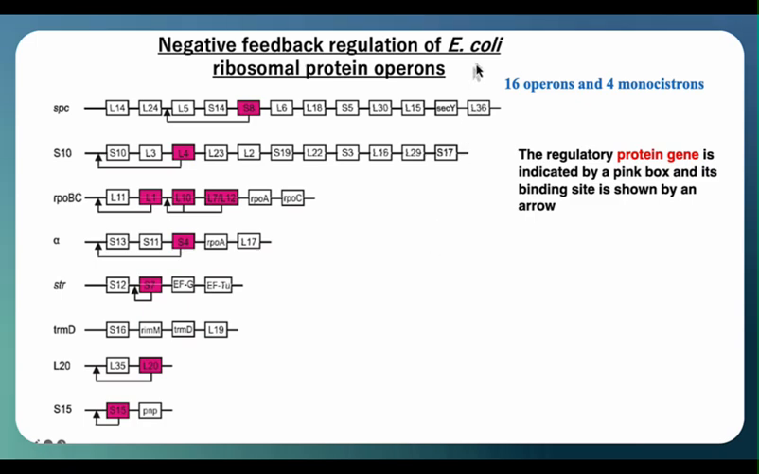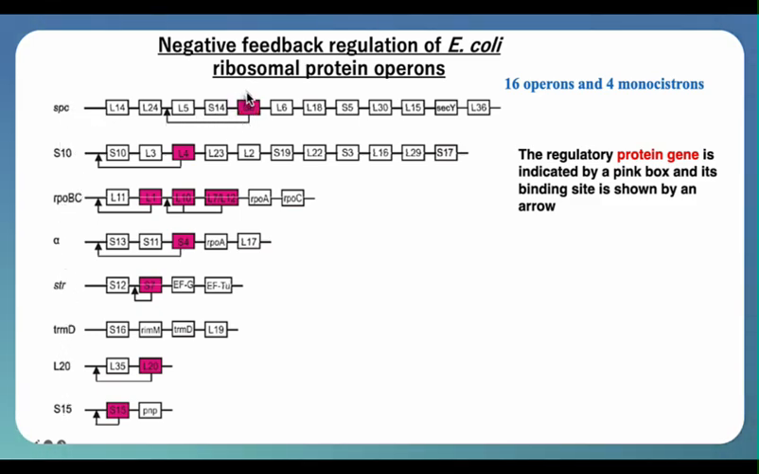Next, I will explain the operon that codes for ribosomal proteins in E. coli. Regarding the naming of ribosomal proteins, they are generally numbered in order of decreasing molecular weight, with the largest in the large subunit designated as L1, L2, L3, and so on, while in the small subunit, the largest is S1, the next is S2, and so forth. The ribosomal proteins are encoded by 16 operons and 4 monocistronic transcripts. Here, 8 representative operons are shown.